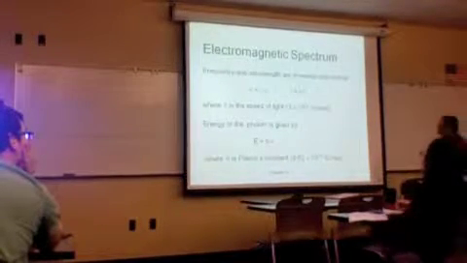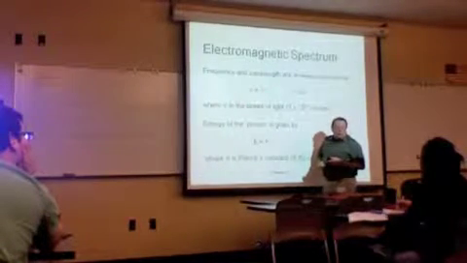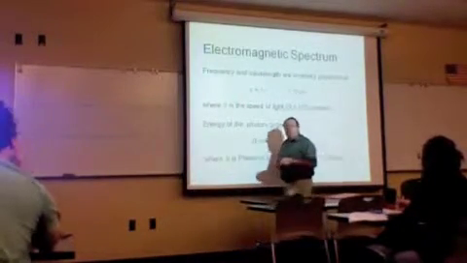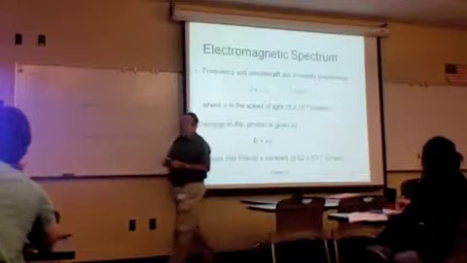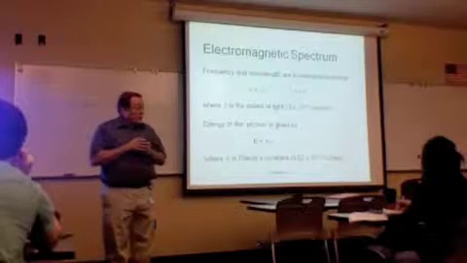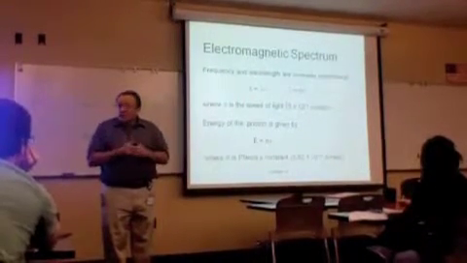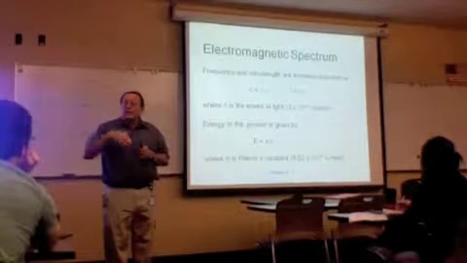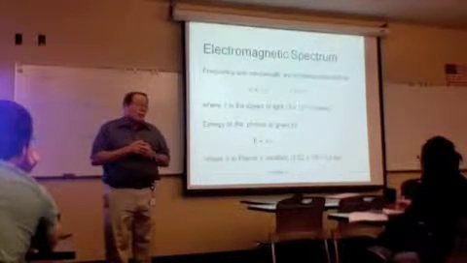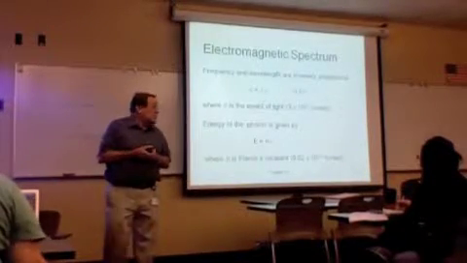Notice also, how are wavelength and frequency related to one another? Inversely proportional. So as the frequency increases, what happens to the wavelength? It decreases, so the wavelength gets shorter. So short wavelength light is high frequency light. Long wavelength light is low frequency light. Does that make sense? Okay.